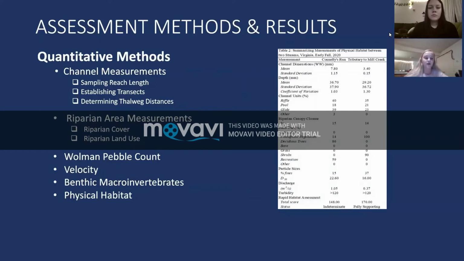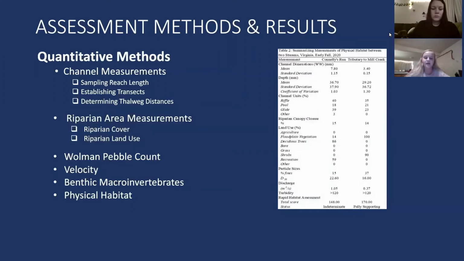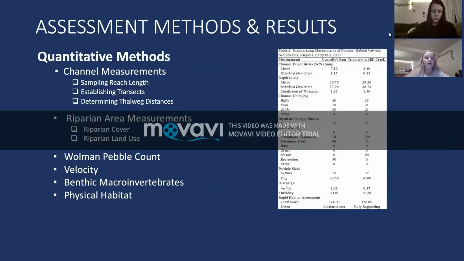When looking at riparian land use, there's 3 main ones, which are glide, pool, and riffle, and then there's an other section which is anything that's not those 3. So for glide, that is water that is moving slowly with a smooth surface. For pool, that's still water with a glassy surface. And for riffle, that's water movement with small riffles and waves.